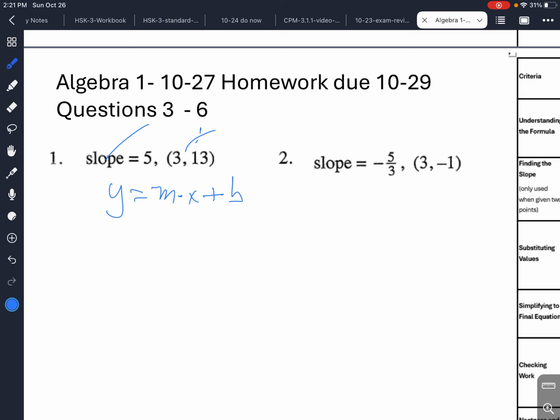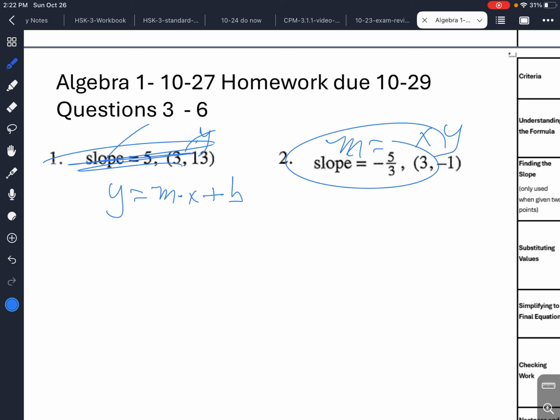So my y, oops, that's the same question. I want to do this one. Let me do number 2. This is my slope, and this is my x, and this is my y. I'll replace my slope. I'll do one at a time. Negative 5/3 times x plus b. I replaced it.